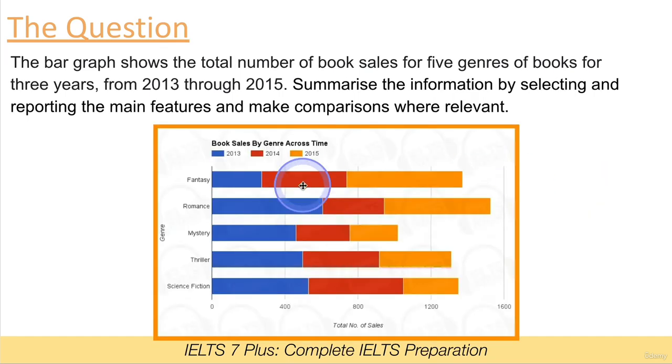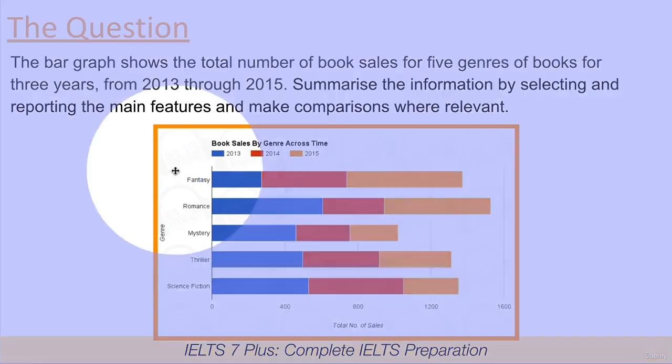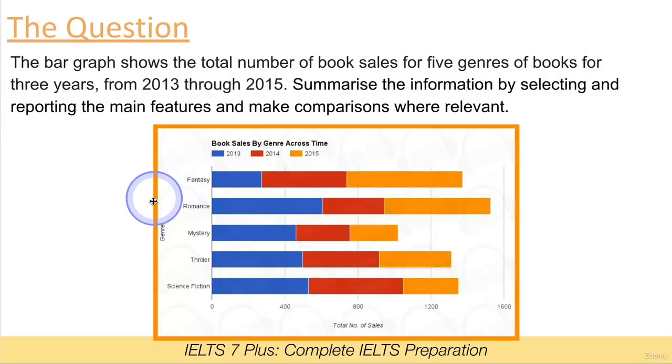Right, so we have the 3 different years. We've got the total number of sales. The numbers here on the x-axis go from 0 to 1600, so increments of 400. We've got the key for the different years, and here we've got the genre: fantasy, romance, mystery, thriller, sci-fi, science fiction. Okay, so I think this is quite a straightforward bar chart.